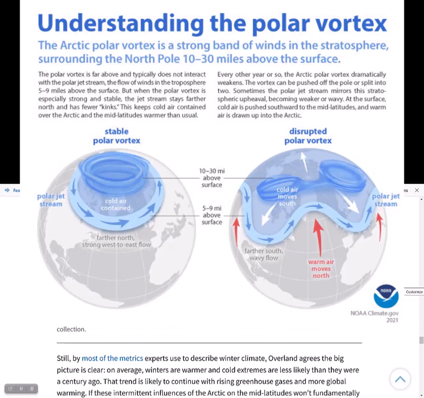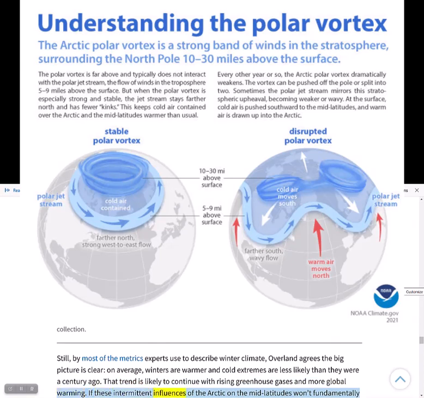Overall, winters will be warmer in a world with continued high emissions of greenhouse gases. Projected changes in January average temperatures across the United States by the 2090s if the world follows a high greenhouse gas emission path, right, compared to 1981 to 2010, left. Images from climate.gov data snapshots collection. Still, by most of the metrics experts use to describe winter climate, Overland agrees the big picture is clear. On average, winters are warmer and cold extremes are less likely than they were a century ago. That trend is likely to continue with rising greenhouse gases and more global warming.